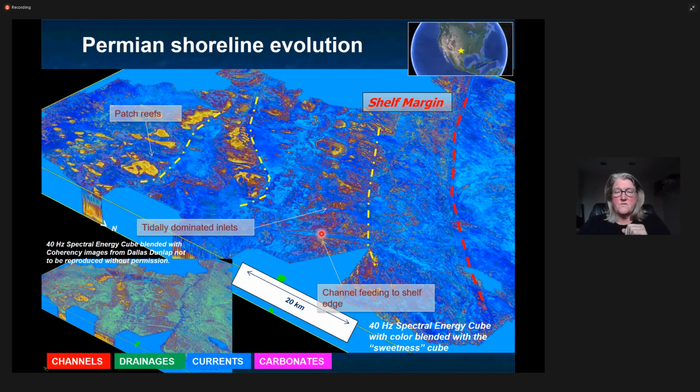We see channels that are feeding the shelf. We have a shelf break that's very obvious, or a shelf edge margin. And look at these beautiful tide-dominated little deltas in here, or tide-dominated inlets in between a bunch of these patch reefs. So we see the same thing in this data. We have a bunch of data, which is really great, in offshore Australia. The Australians are very good about just releasing their 3D seismic data sets. And so we can see these same morphologies and architectures evolving along the margin of Australia.